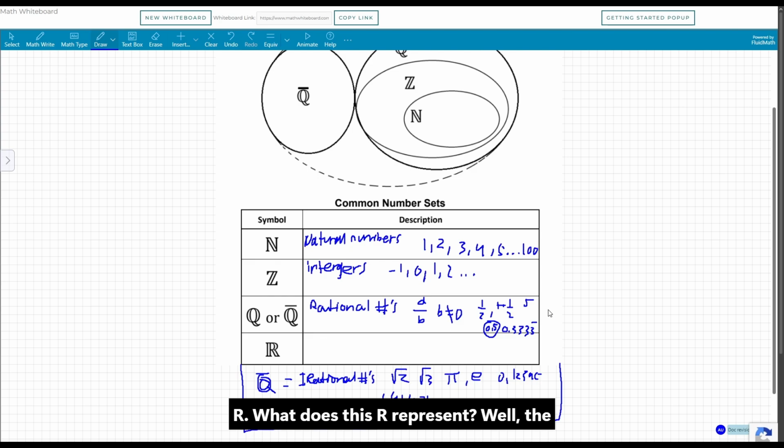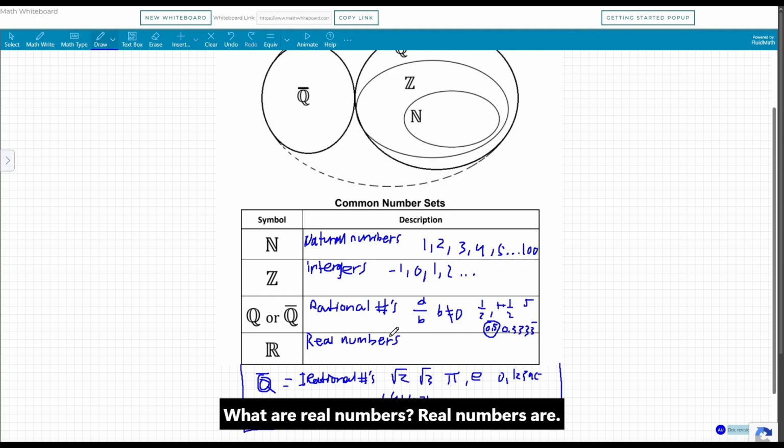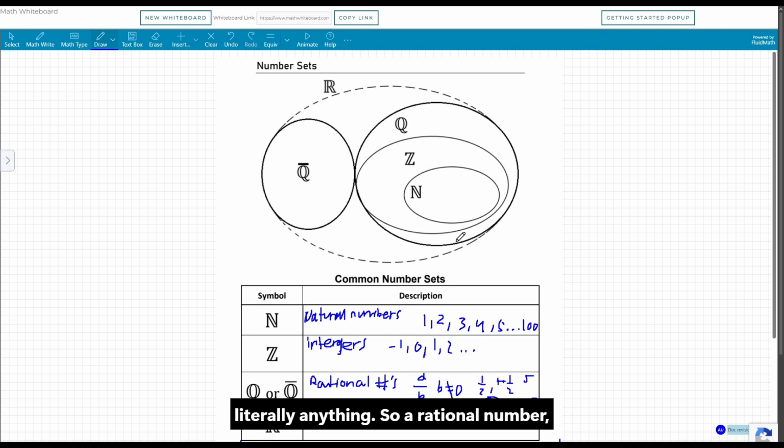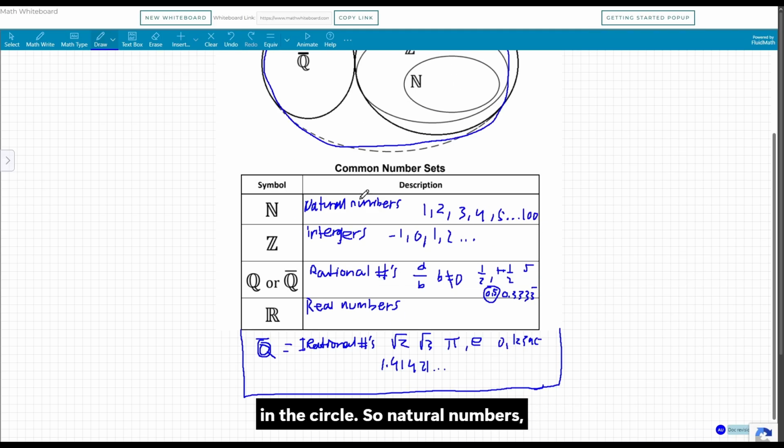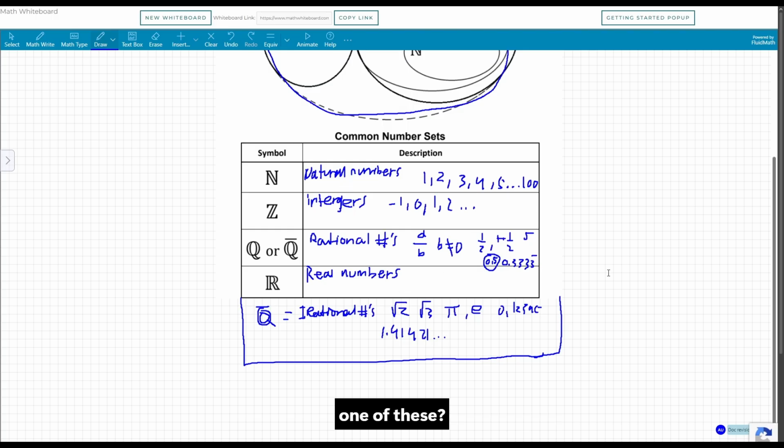What does this R represent? Well, the R is real numbers. What are real numbers? Real numbers are a set of all rational and irrational numbers combined, any point on a continuous number line. So it can be literally anything. So this shows it perfectly. A real number is everything inside of this box, in the circle. So natural numbers, integers, rational numbers, and irrational numbers. Real numbers are basically any one of these.